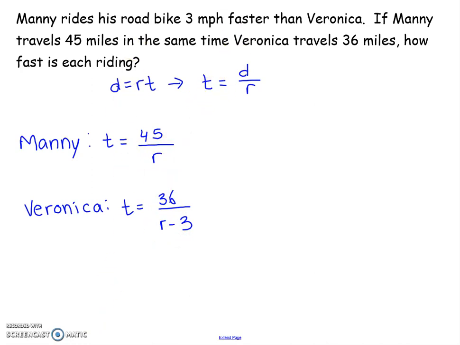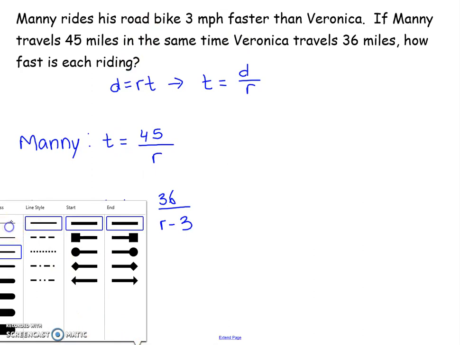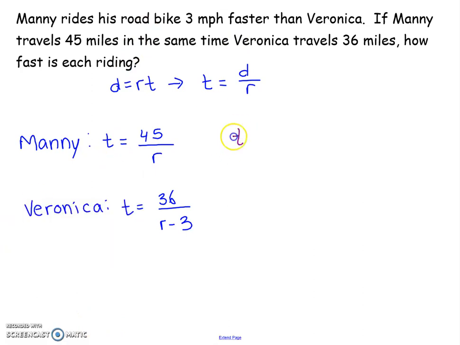If you wanted to think of it the other way, so I will write this in purple, and you wanted Manny to be not the R, if you wanted Veronica to be the R. So if we want Veronica to be R, which is fine, and Manny's 3 miles an hour faster than Veronica, he's going to be R plus 3. So it does not matter if you choose to do it in the blue way or in the purple way, as long as it makes sense.